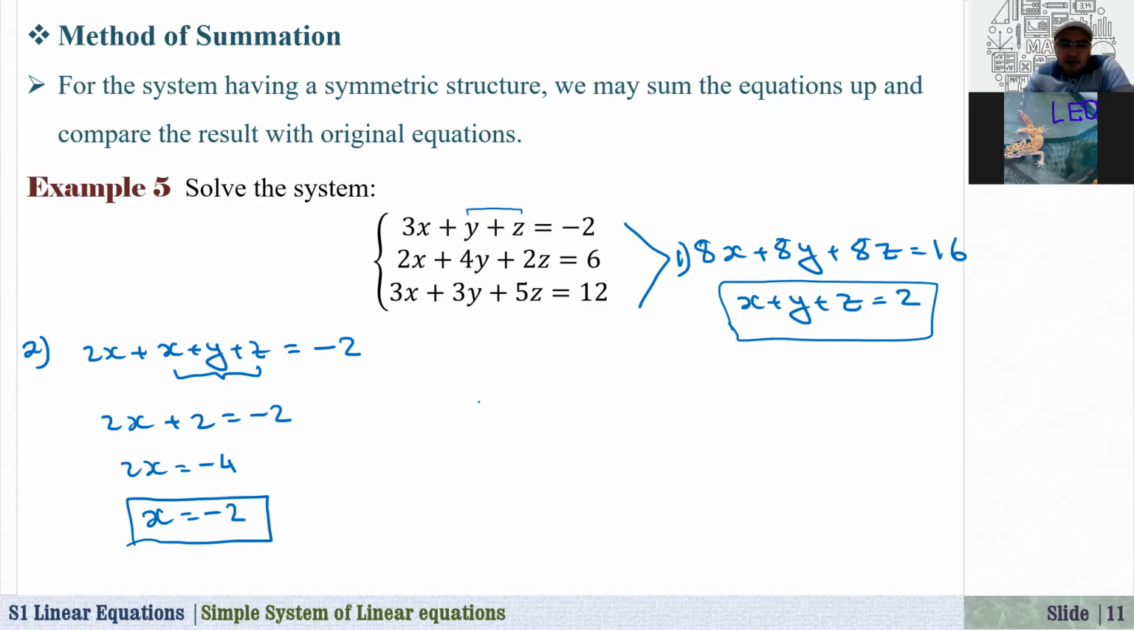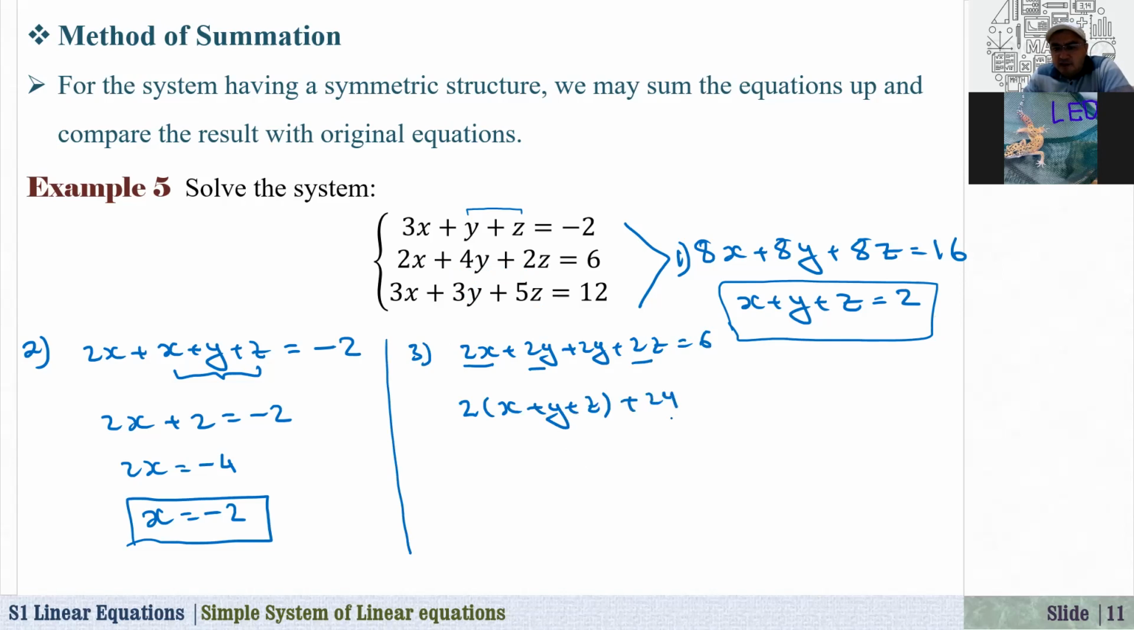And the second one, for example, here we have 2x, 2y, 2z, right? This 4y, I can just write it as 2y plus 2y. So I can write it as 2x plus 2y plus 2y plus 2z is equal to 6. So now 2x, 2y, 2z. What's the common factor? 2. Take this 2 out. Here we have x plus y plus z, and here we have 2y also. That's equal to 6. And x plus y plus z is equal to 2.